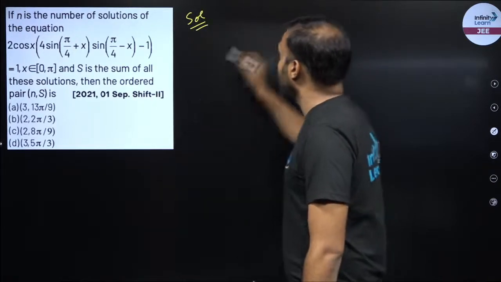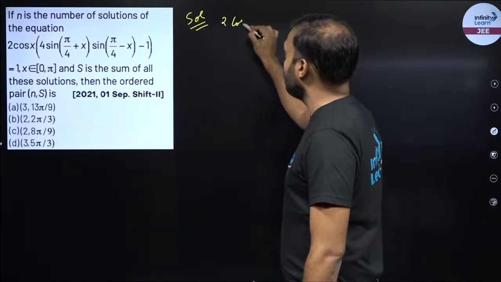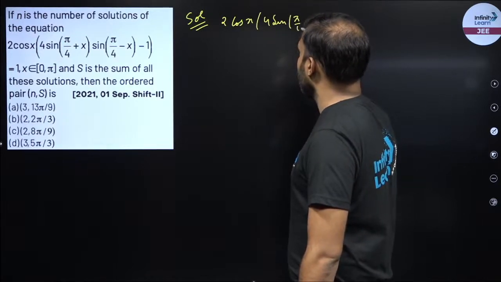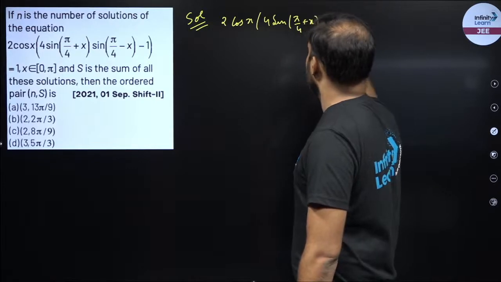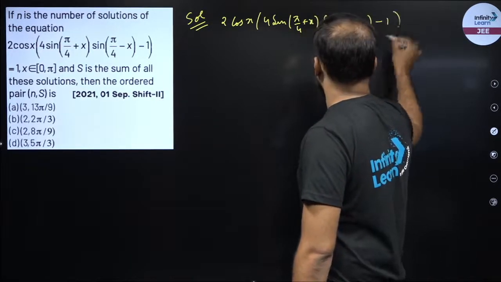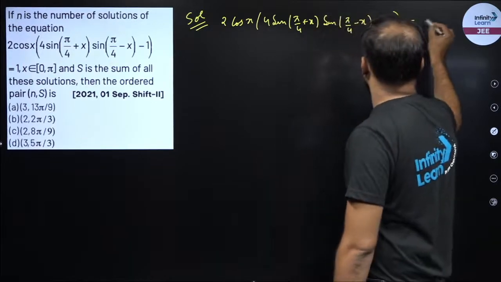So now see, what do I have in the equation? Let me write the equation here once. 2 cos x into 4 sin(pi/4 + x) sin(pi/4 − x) − 1, this is given equal to 1.